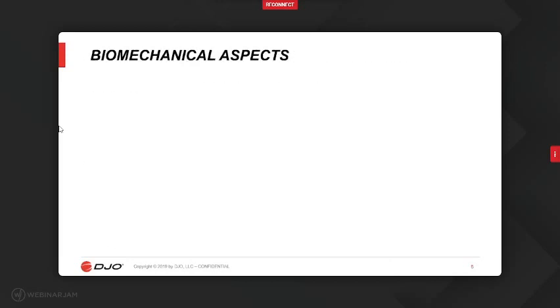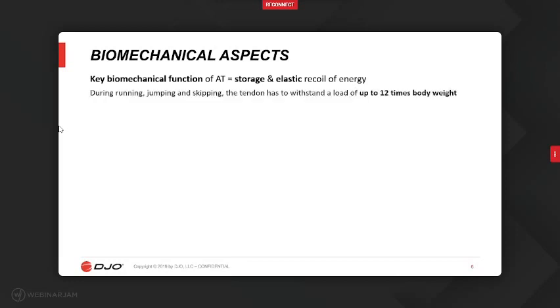Let's now look at some biomechanical aspects of the Achilles tendon and the Achilles tendon disorders. The key biomechanical function of the Achilles tendon is storage and elastic recoil of energy. And during running, jumping, and skipping, the tendon has to withstand a load of up to 12 times body weight.